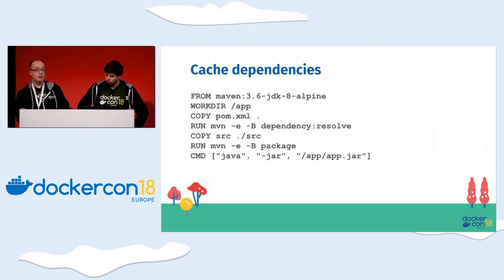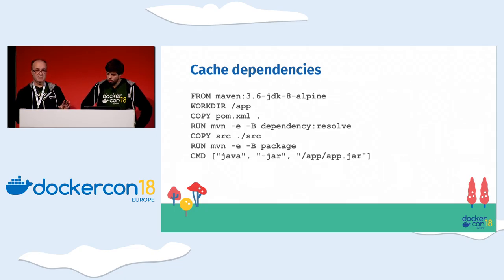Doing this is quite a common pattern. It's not just for Java, it's for different programming languages as well. Just for npm, there's a package.json. For pip, there's a requirements.txt. So if you're using a different language, you can use the same technique in your Dockerfile to improve your caching.